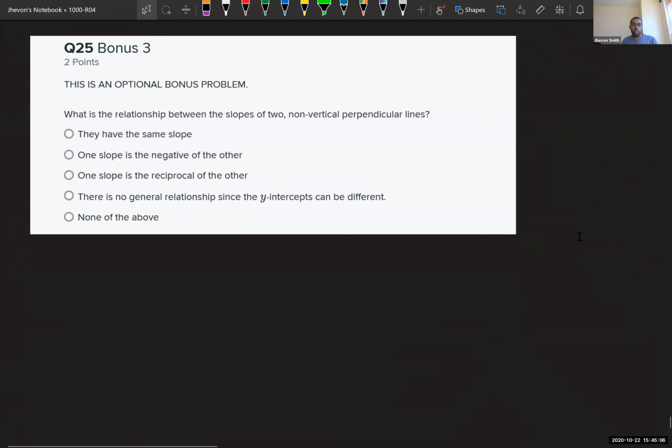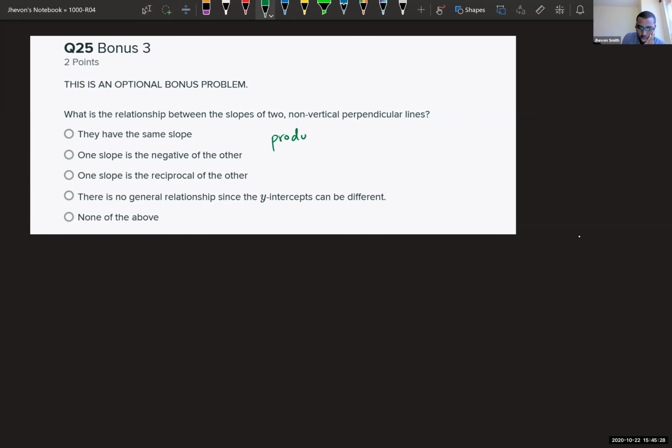Okay, what's the relationship between the slope of two non-vertical perpendicular lines? If they're non-vertical, it means that all the slopes are always defined. They're going to either be positive or negative numbers. They won't be 0 or undefined because neither one is vertical. So in that case, there are two ways you can talk about the slopes.